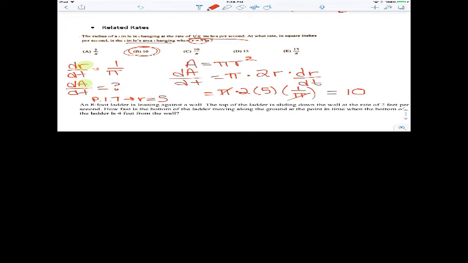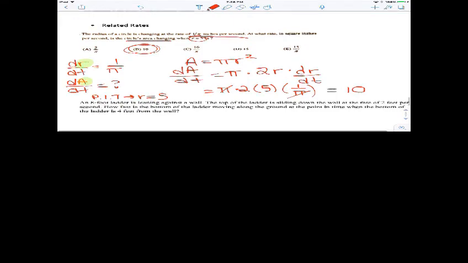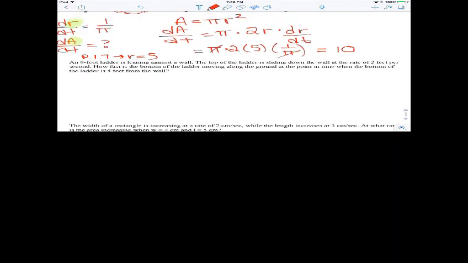So let's get a little more interesting and let's read this next one. So we're talking about a ladder, right? That is leaning along a wall. So an 8-foot ladder is leaning against a wall. The top of the ladder is sliding down the wall at a rate of 2 feet per second. How fast is the bottom moving along the ground at this point? So let's look. 8-foot ladder. That never changes. That's really important to remember. It's constantly that, which means the rate of change of that would be 0.